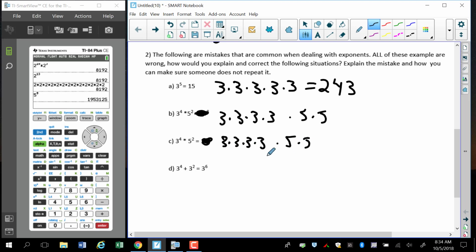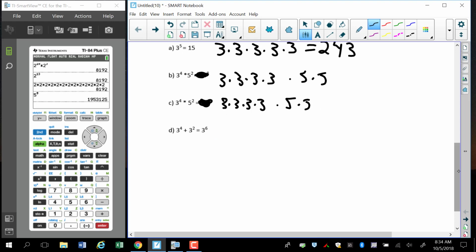there's nothing to combine here. There's no 6 powers of anything. There's still 4 powers of 3 and 2 powers of 5. So we can't really simplify that. Down here, I know the rule is add the exponents, but that only works with multiplication.